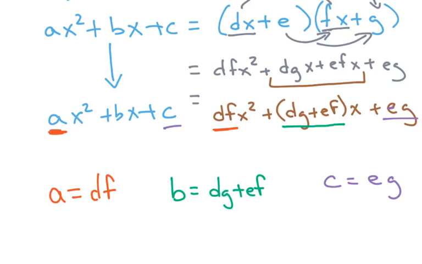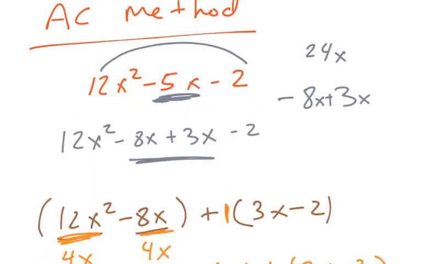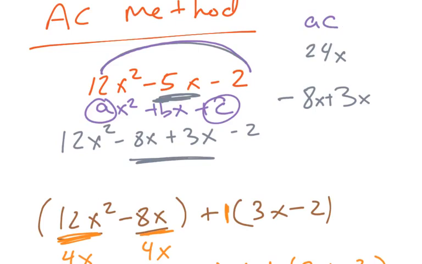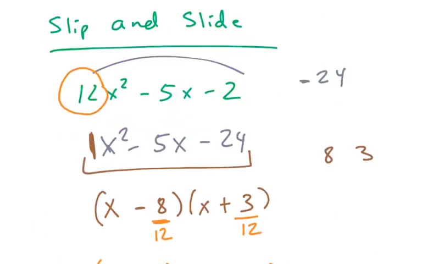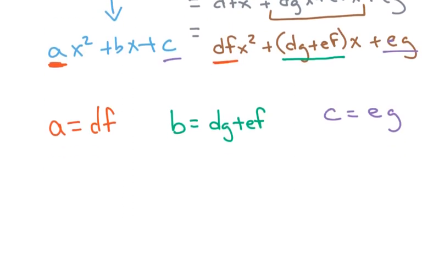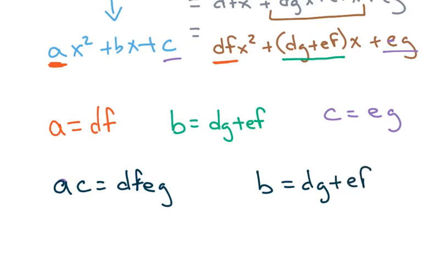So, what you need to realize is that when we call it the AC method, when we go back to here, remember we said we multiply 12 by 2. Now this is technically ax squared plus bx plus c. So when we multiply, we're multiplying by AC. So 24 is going to be AC. So notice that AC here is DFEG, and B is still DG plus EF. Okay? Why is this? This is essentially the proof.